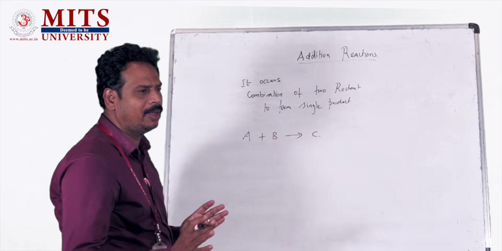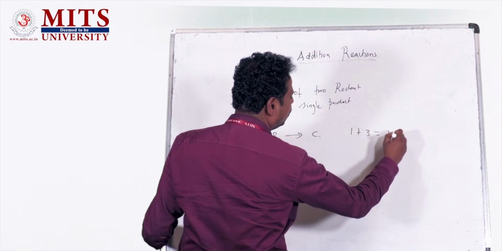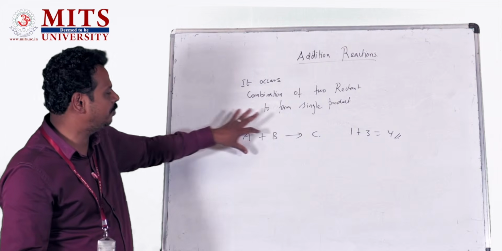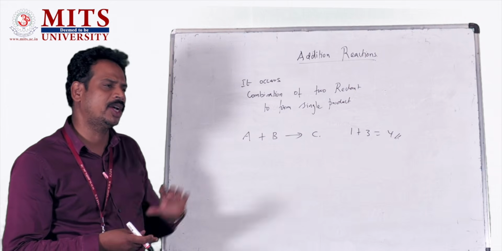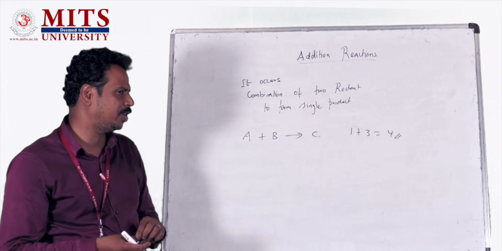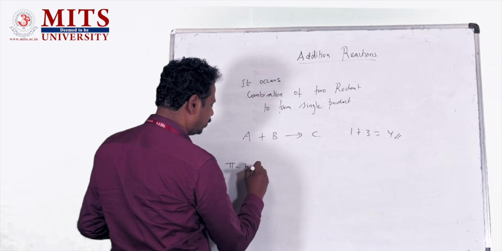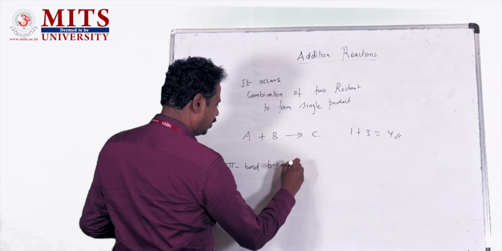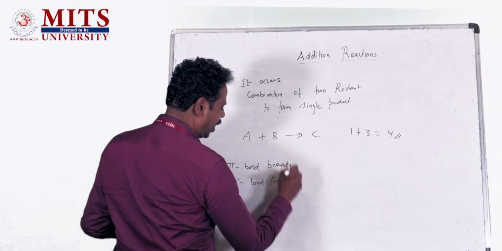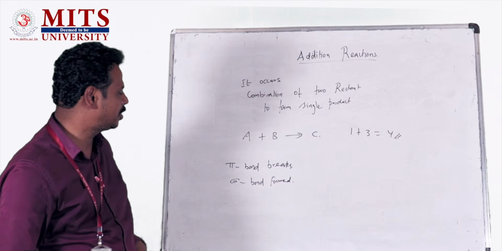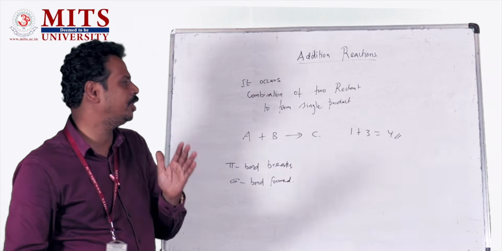If you mathematically express this reaction, you can say 1 plus 3 equals 4, a single product. So it is a combination of two different reactants forming a single product, and that is called an addition reaction. And further, the most significant point for this addition reaction is that the pi bond breaks, whereas a new sigma bond is formed in this reaction. So during the addition reaction, the pi bond breaks, and the new bond formed is the sigma bond.